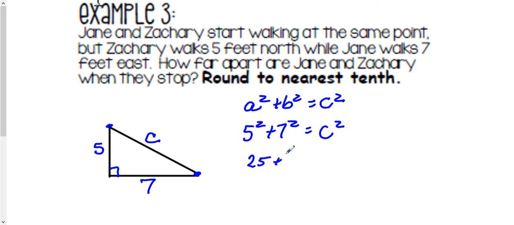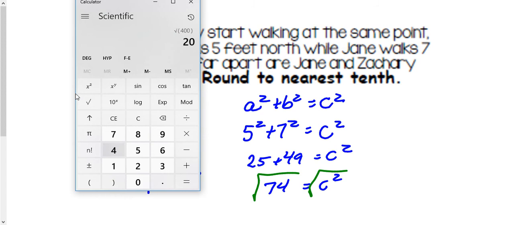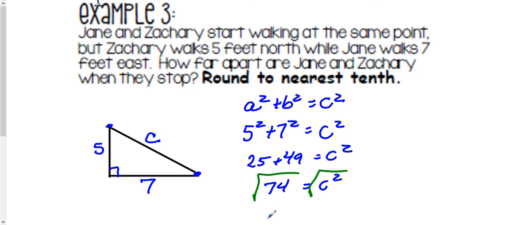25 plus 49 is equal to c squared. 74 is equal to c squared. So when I take the square root of 74, let's see what happens here. It's not a perfect square, so let's go 5 squared plus 7 squared equals 74, and I take the square root. It's 8, so we'll say it's 8.6. We're going to round to the nearest tenth. So it's 8.6 feet.